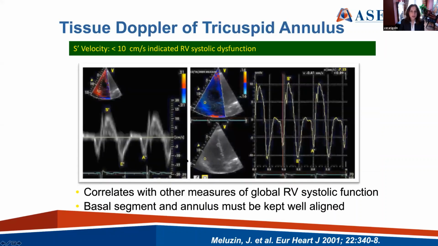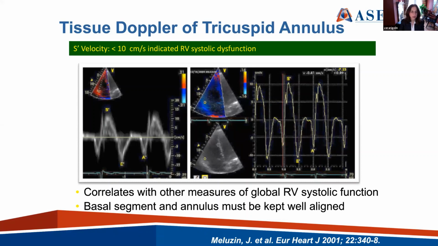We can also do tissue Doppler of the tricuspid annulus to measure the S prime, or systolic velocity, as shown in this diagram here. Again, we place the pulsed wave sample volume at the tricuspid annulus, and we turn on our tissue Doppler so that we measure our S wave. We can also measure the E prime and A prime waves, but the S wave is what correlates best with measures of global RV systolic function.